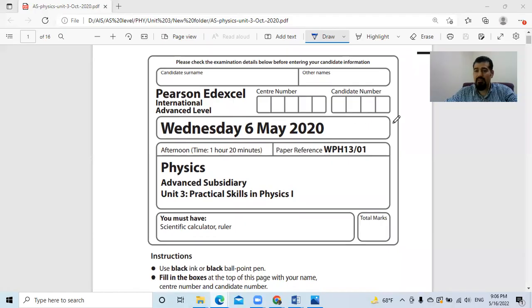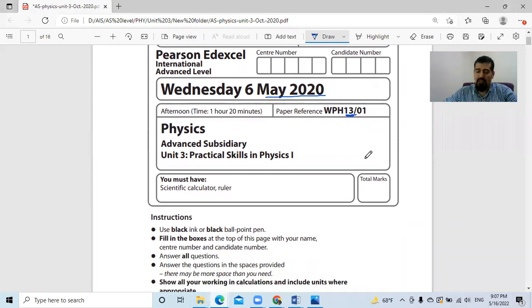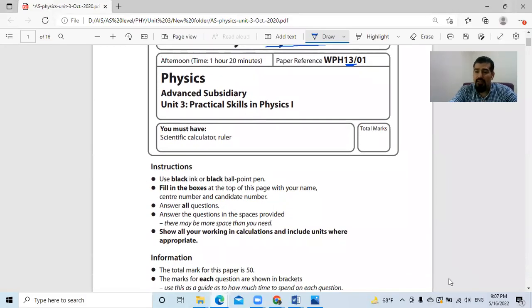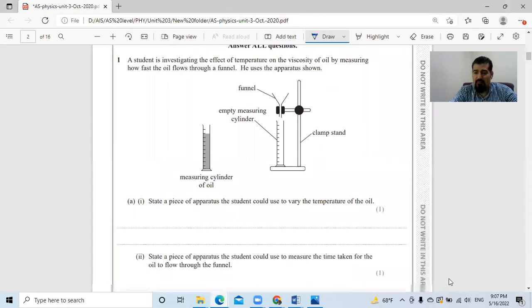Today we're going to answer Edexcel, Unit 3, May 2020. As usual, we know that we have only a few questions about practical and alternative to practical, how we can use the information inside the lab to make the experiment more accurate and get results of doing the experiment.